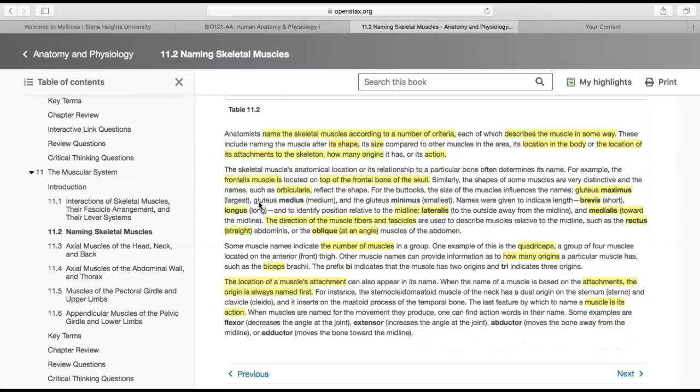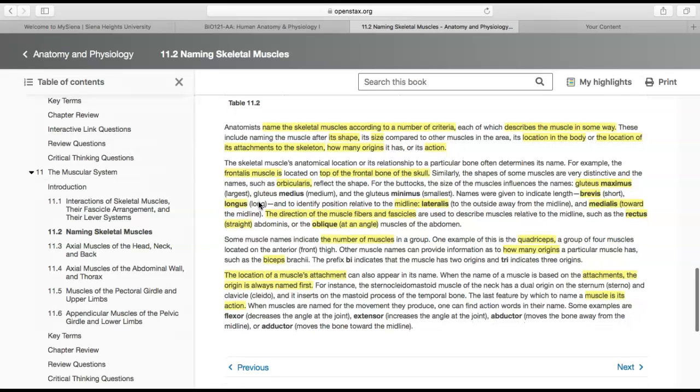Muscles are named according to a number of different criteria, but they all describe the muscle in some way. They could be named after its shape, its size, its location, its attachments to the skeleton, how many origins it has, or the action it performs. We'll talk about some of the terms used for each of them. For example, it could be described using its anatomical location or the relationship it has to a particular bone. So the frontalis muscle is located on the frontal bone of the skull.